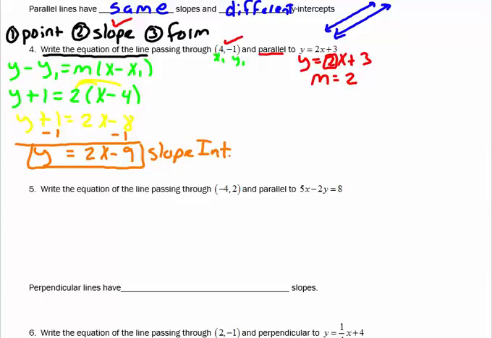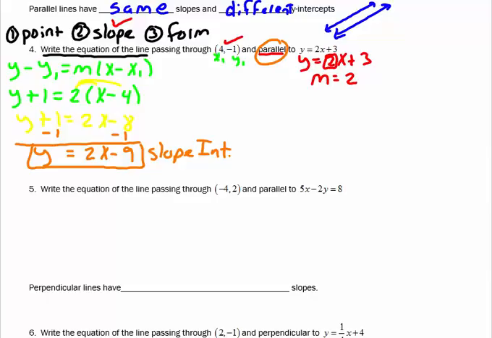Again, with slope-intercept form, our slope is 2, so we're still parallel to that line, but our y-intercepts are different. So if I graph this, I would see that y equals 2x minus 9 has a slope of 2, but passes through 4, negative 1. So let's look at number 5. Write the equation of a line passing through negative 4, 2, and parallel to 5x minus 2y equals 8.